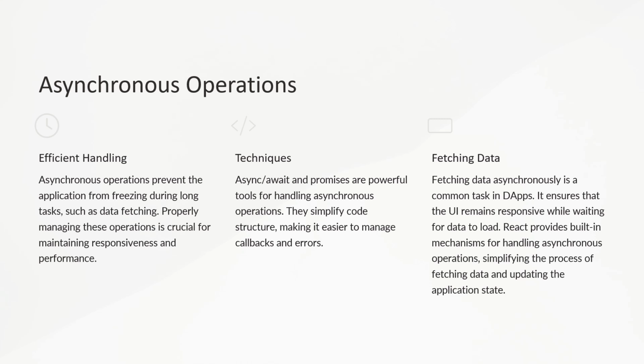Async/await and promises are powerful tools for handling asynchronous operations. They simplify code structure, making it easier to manage callbacks and errors. These techniques enable developers to write clean and efficient asynchronous code.